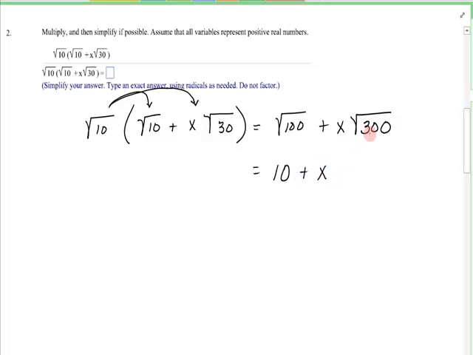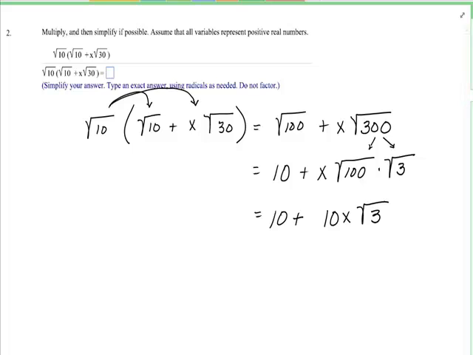Now how am I going to factor the square root of 300? I just noticed that the square root of 100 is a perfect square, and that's the square root of 3. So that's how I have factored the square root of 300. This is 10 plus, the square root of 100 is 10. I'm going to put it in front of the x, 10x, square root of 3. And that's actually all I can do with that. So I used FOIL on the first one, and I'm using the distributive property on this second one.